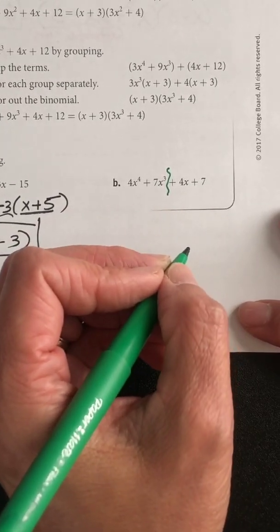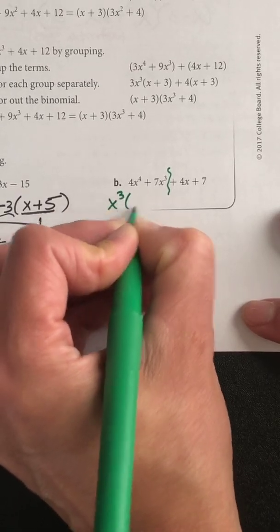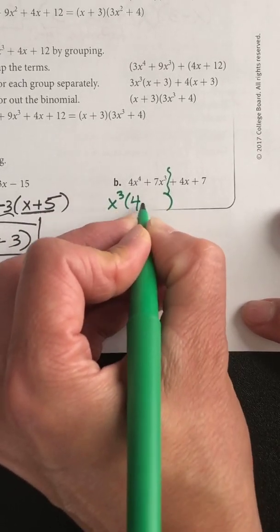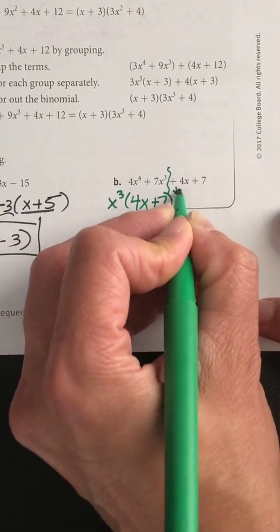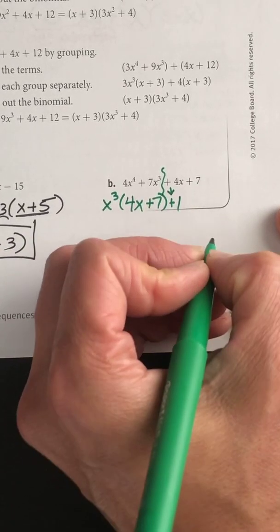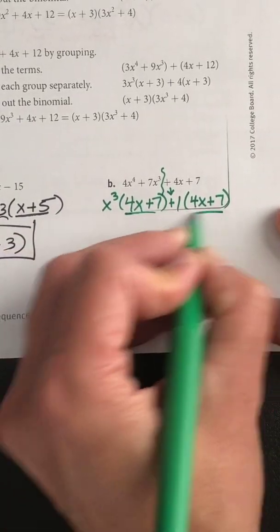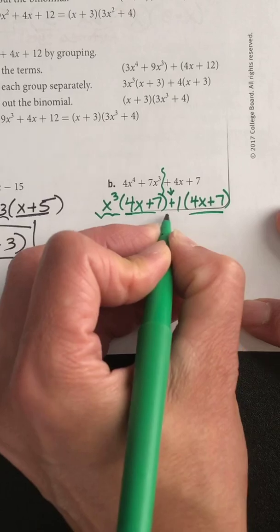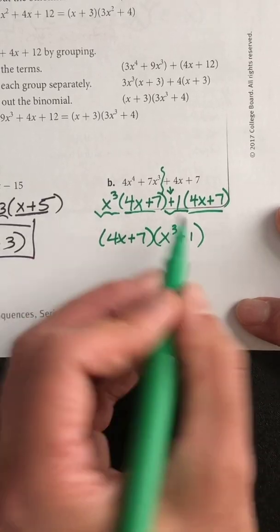On the left, 4x to the 4th plus 7x cubed. The only factor they have in common is an x cubed. Divided out, 4x to the 4th divided by x cubed is a 4x. 7x cubed divided by x cubed is just a 7. Bring down the plus. 4x plus 7 has nothing in common, so the one thing we can factor out is a 1. And nothing changed because it's a positive 1 that we divide out. These are the same, so that means we're doing it right. And 4x plus 7 is one of the factors. And the leftovers, slap them together, x cubed plus 1.